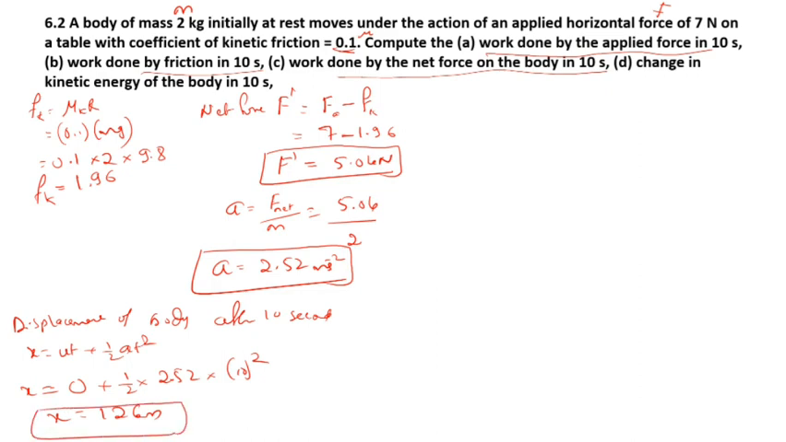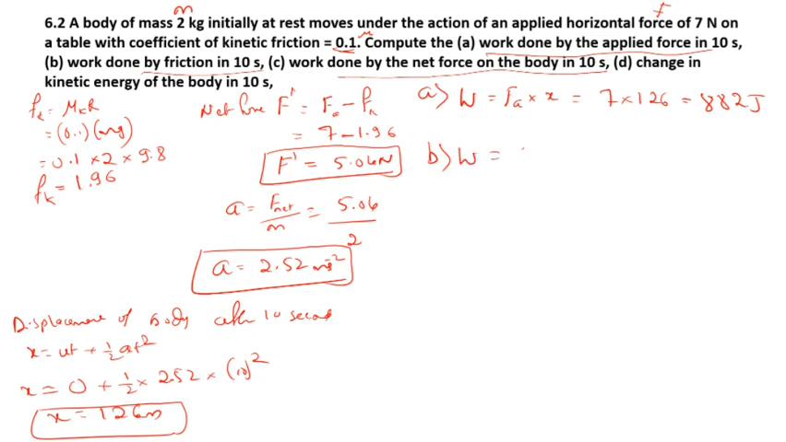X equal to 126 meter. This is the displacement. For this we call the displacement. And next, for the first one, question A, work done by the applied force. W is equal to applied force into the displacement x. So applied force is 7 and the displacement is 126 meter. So it is 882 joule.